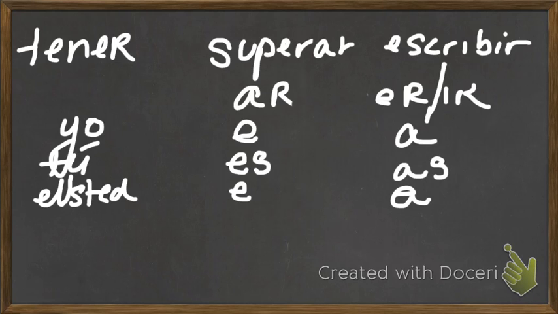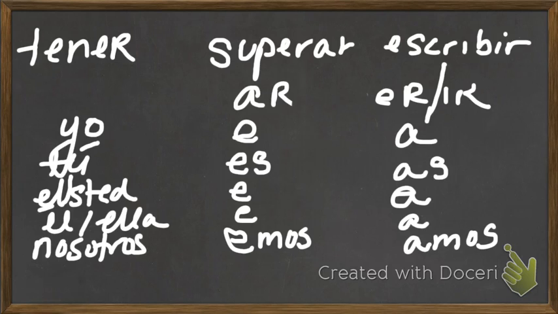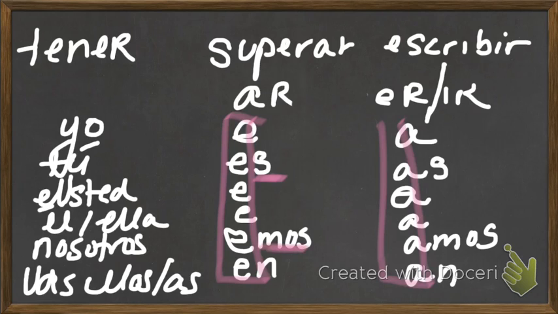Does the usted form ever have a consonant on the end? No. Here it doesn't either. Él or ella. Vocal opuesta, E. Vocal opuesta, A. Do those ever have consonants on the end? No. Nosotros. Vocal opuesta, E. Vocal opuesta, A. What do those always have afterwards? Mos. And ustedes, ellos, and ellas. Vocal opuesta, E. Vocal opuesta, A. What do they always have afterwards? N. Right? So really all you need to remember is vocal opuesta, you are going to get the E and the mos and the N, right?